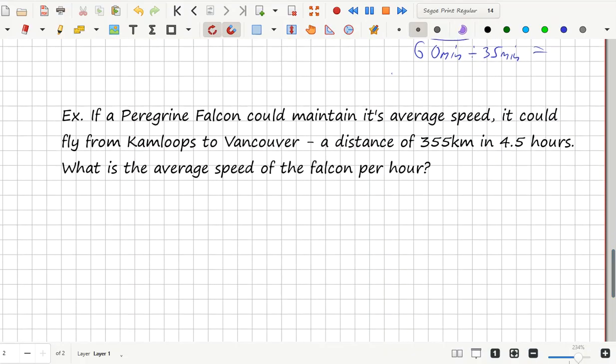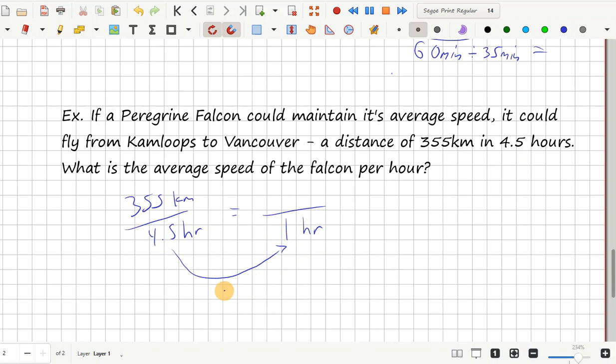So a peregrine falcon, which can travel very fast if it's diving, but let's just say, hypothetically, if it could fly and keep its same speed from Kamloops to Vancouver, which is about a distance of 355 kilometers, in 4.5 hours, we're going to try to figure out how fast this peregrine falcon can fly. It can actually fly this fast, but it probably can't fly that long because it's way too far. So we have 355 kilometers on top. Remember, always put the kilometers on top and the hours go on the bottom. So we put 4.5 hours. I want to figure out how fast this thing is going per 1 hour. So how many kilometers per hour is this peregrine falcon traveling?